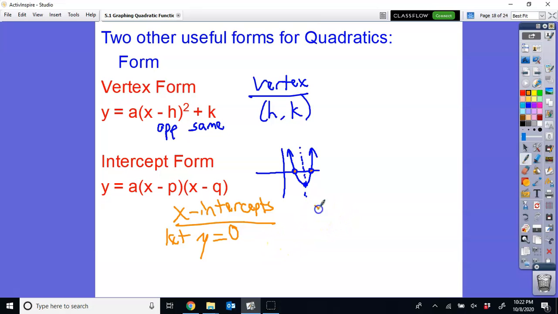Now, the problem is that gives us this, 0, and I've got this x minus p and x minus q. I have no clue how to do anything with that.